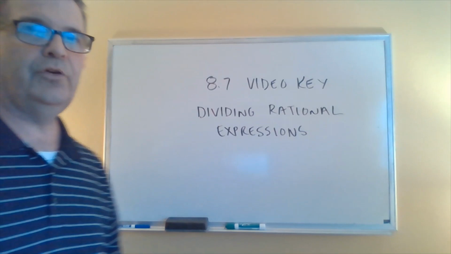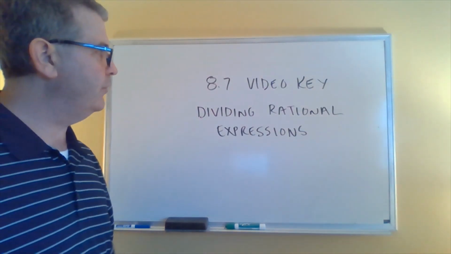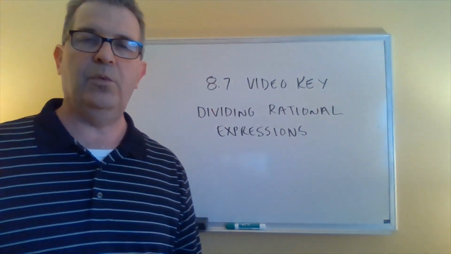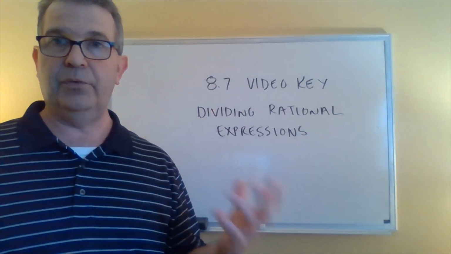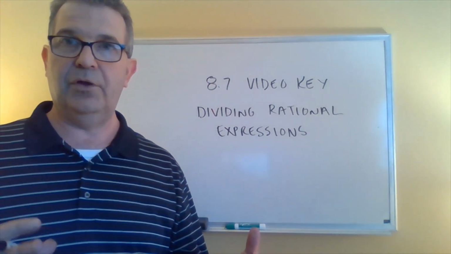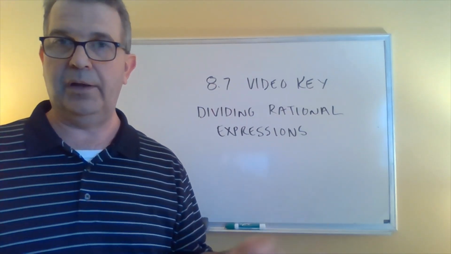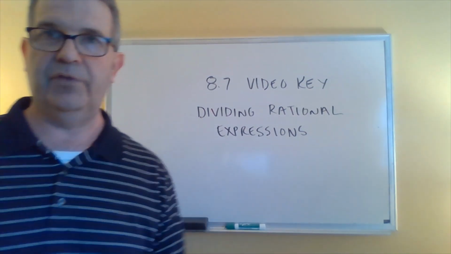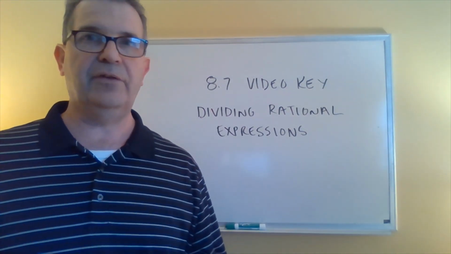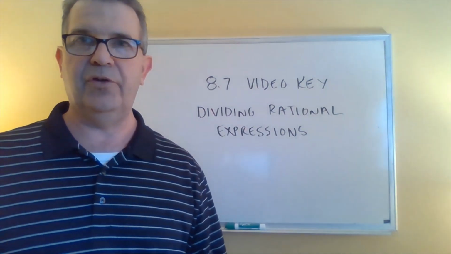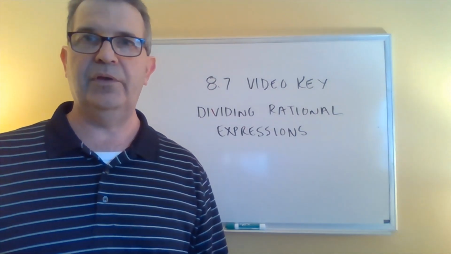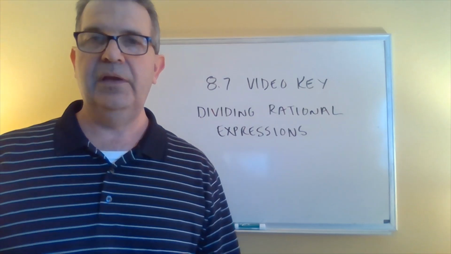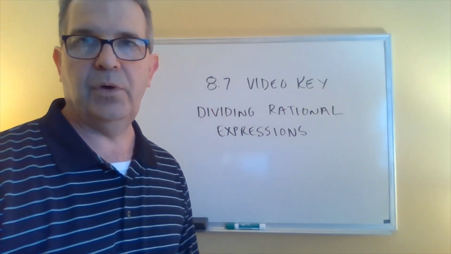Hello, Algebra 2. This is our video key for lesson 8.7, which had to deal with dividing rational expressions. Remember the steps on that? We had the two fractions. We were dividing them. We left the first fraction alone. We took the reciprocal of the second one and ended up multiplying the first fraction by the reciprocal of the second fraction. After that, we factored each numerator and denominator completely, rewrote it as one single fraction, canceled out common factors, and simplified. So let's get going with question number 1.